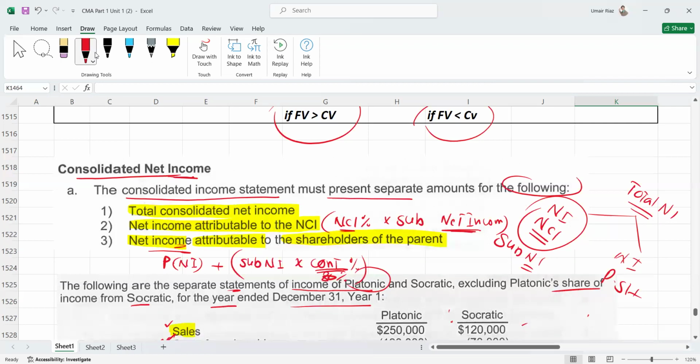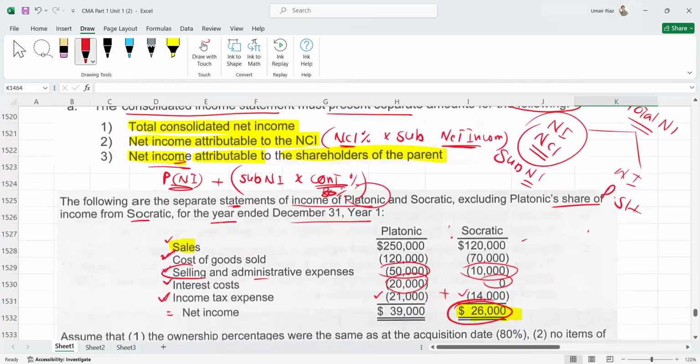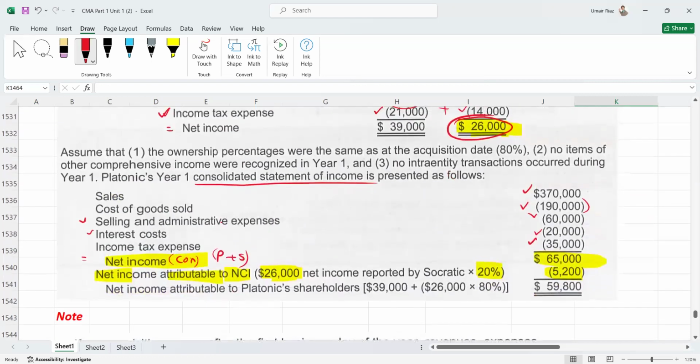So the subsidiary net income may be 26,000, right? But remember this formula: you will take the full net income of the parent plus the subsidiary's net income into the controlling percentage. This formula will give you net income attributable to shareholders of the parent. Now we are calculating net income attributable to P's shareholders. P's net income is 39,000, 100%, plus the subsidiary net income of 26,000 into 80%. If I add these two figures, this will give you 59,800.